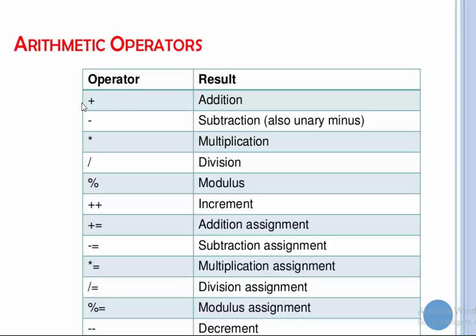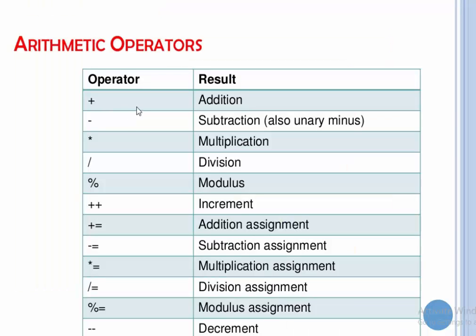See these five operators. These five operators are called basic arithmetic operators: the addition operator, the subtraction operator, multiplication, division, and modulus. So the first five operators are the basic arithmetic operators.